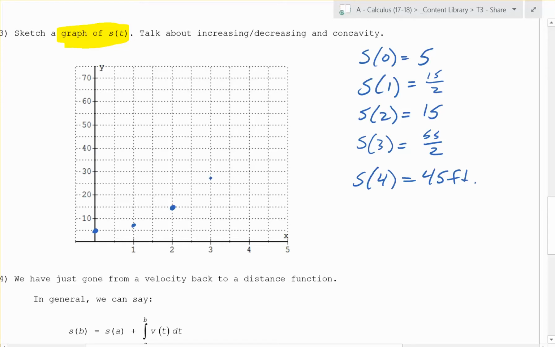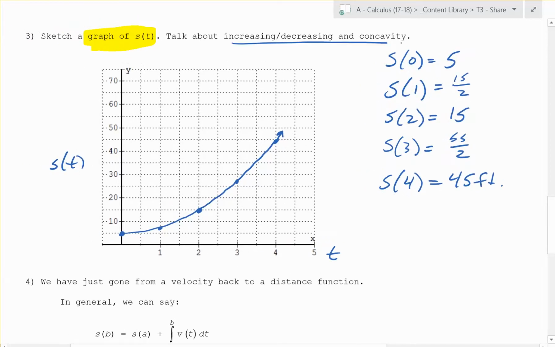27.5 is like right there. And S of 4 is 45. 45 is right there. So what do we have here? This is a distance away from home right here. So this is distance away from home. So we have time, we have position right here. Time and position. Let's talk about increasing, decreasing, and concavity.